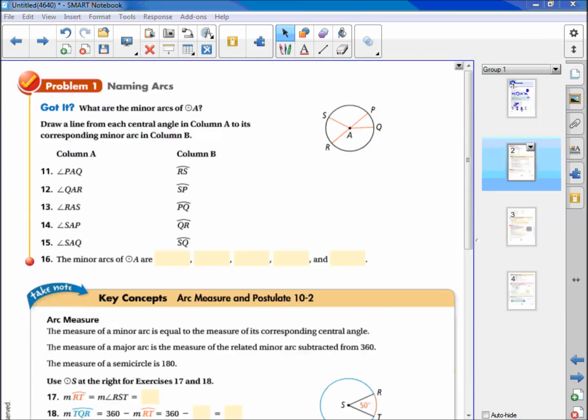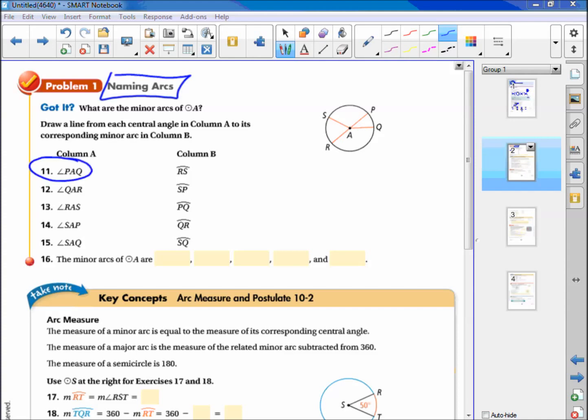Okay, on our second page, we have problem 1, naming arcs. We'll do a little practice with naming our arc. What are the minor arcs of circle A? Draw a line from each central angle in column A to its corresponding minor arc in column B. Okay, so the central angle, remember, goes from the outside of the circle to the center and then back to the outside. So PAQ's central angle is here. Okay, and the arc that goes with that is going to be PQ or QP, but they have PQ here. So we're going to combine it this way.